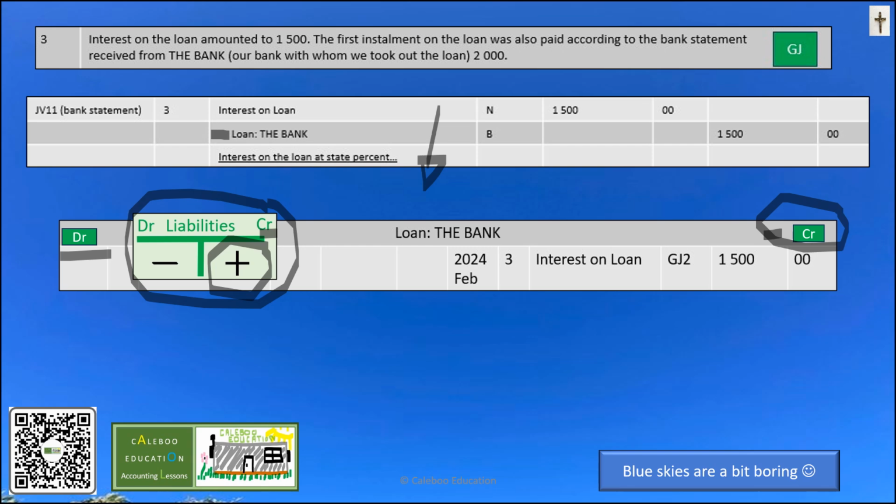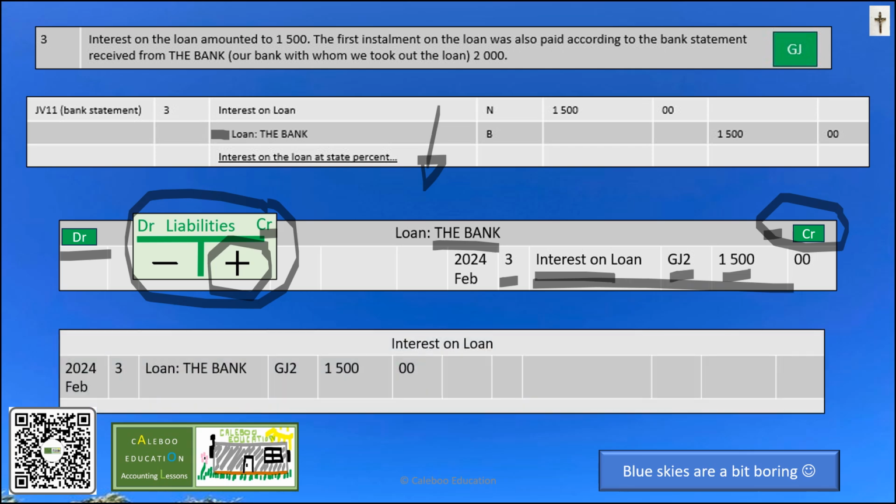So on the credit side of the loan account, you must write the institution with whom we have the loan, and we have the loan with the bank. The amount is 1,500. Where did we get this information from? The general journal. The name of the contra account is interest on loan. The date we're recording this transaction was on the 3rd. So loan was credited, an increase in liabilities.